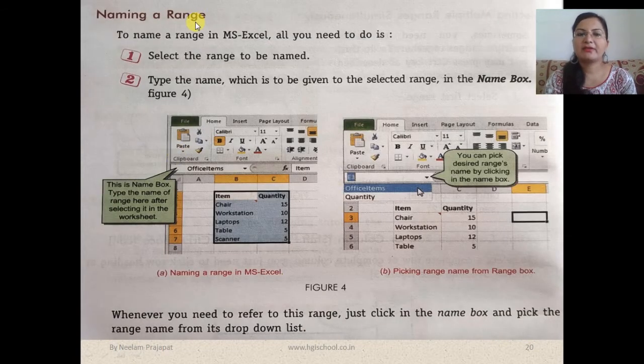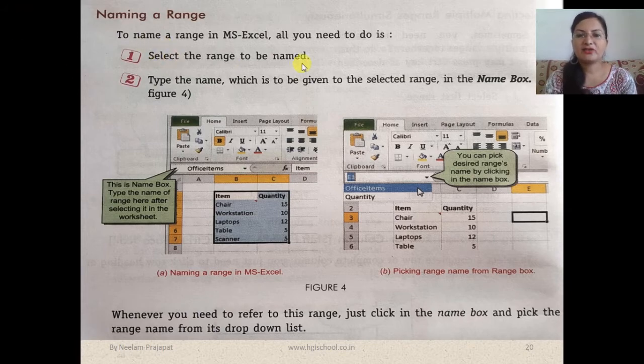Now, naming a range. In the previous example I told you about 3 ranges in one single worksheet, and obviously all those ranges will have different types of data. So what we can do here is simply give a name to each range. So how to give a name?